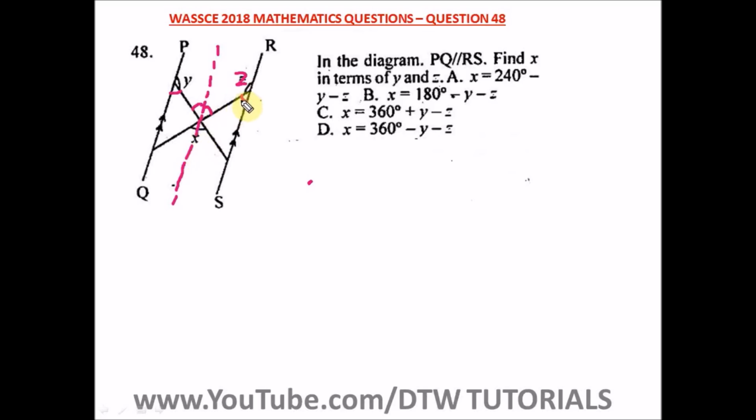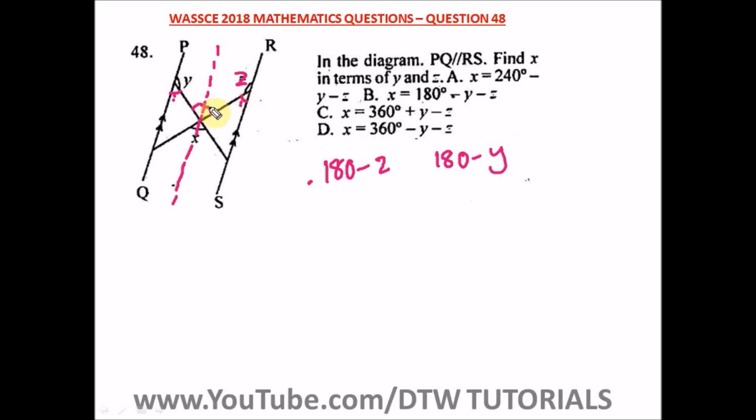Okay, so what do we need to do? We need to find this angle here, and we need to find this angle here, and sum them together to get x. Okay, so to get this angle here, remember angles on a straight line is equal to 180 degrees. So it means that z plus this angle is equal to 180, or we can also say that 180 minus z will give us this angle, and also 180 minus y will give us this angle. Okay, so we have 180 minus z and 180 minus y.